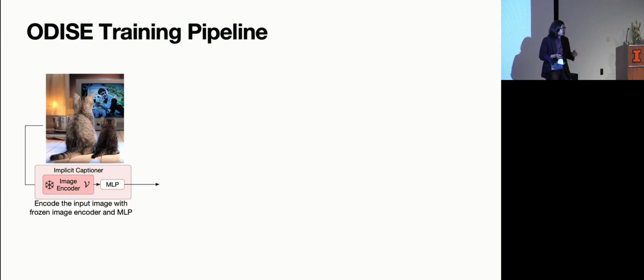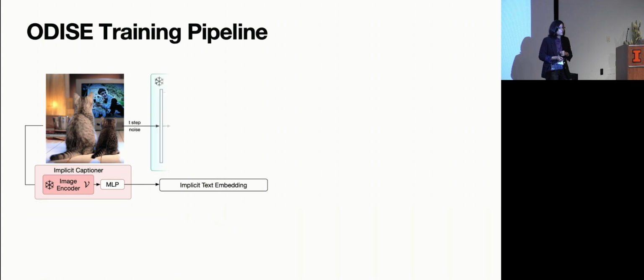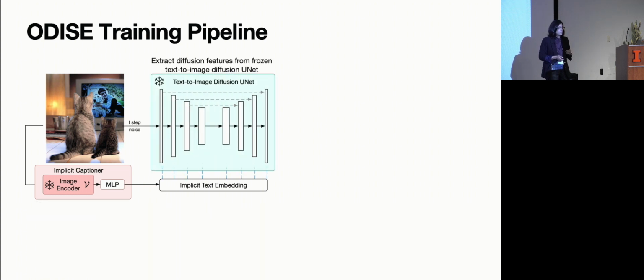But in the end, what we found worked best was you take the image, you pass it through the image encoder of a clip model, and then on top of that, you have a small trainable MLP that acts as a transformation layer, which is learned. And this creates an implicit caption for the image. So now with this implicit caption and the slightly noised image, we input that through a frozen diffusion model. And we extract the internal features.